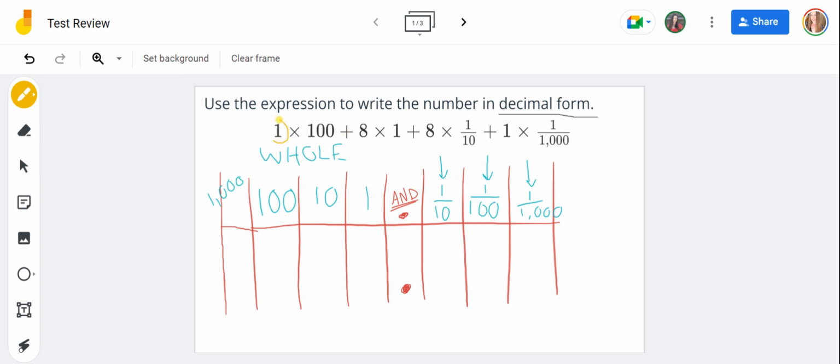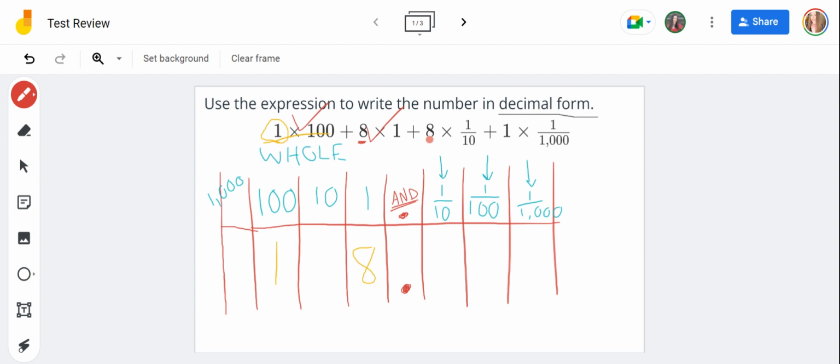So I notice I have a digit, and then I have its value. 1 times 100. So I need to put the 1 in what place value? That's right. I have to put the 1 in the hundreds. So I put the 1 in the hundreds because it's 1 times 100. I'm going to check it off because I did it. All right. Now my digit is 8 times 1. I know that's 8. So I have to put an 8 in the ones place. Then I'm going to check it off.